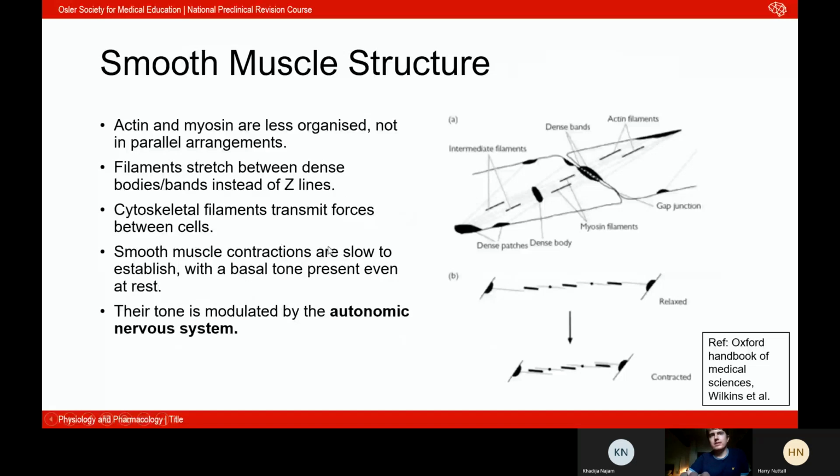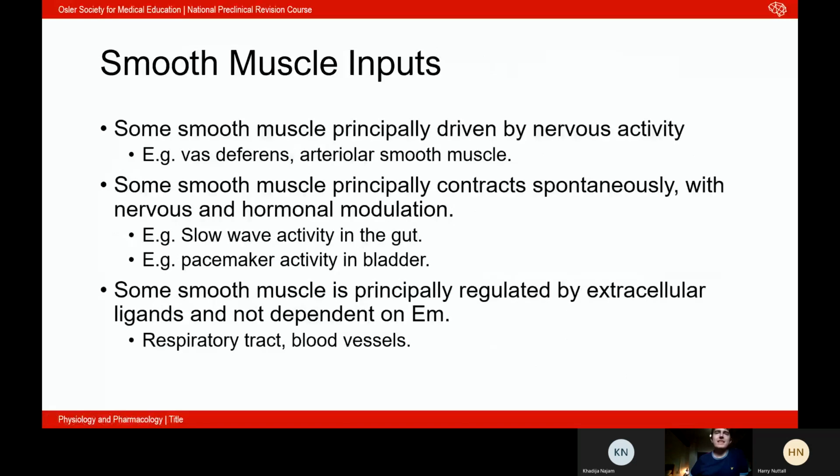Smooth muscle contractions typically have what we call a basal tone. So even if there's limited input, they can maintain a level of contraction, which can be modulated by the autonomic nervous system. And there are three key types of input, and different smooth muscle in different locations gets different inputs. Some smooth muscle is principally driven by nervous activity, and this includes the smooth muscle in the vas deferens and the arteriolar smooth muscle.